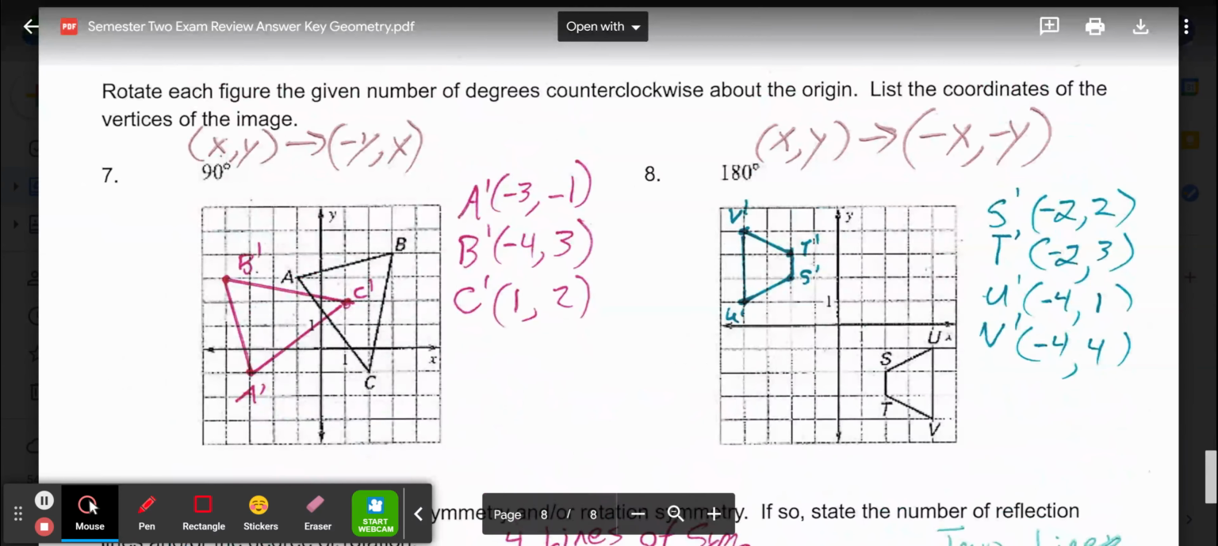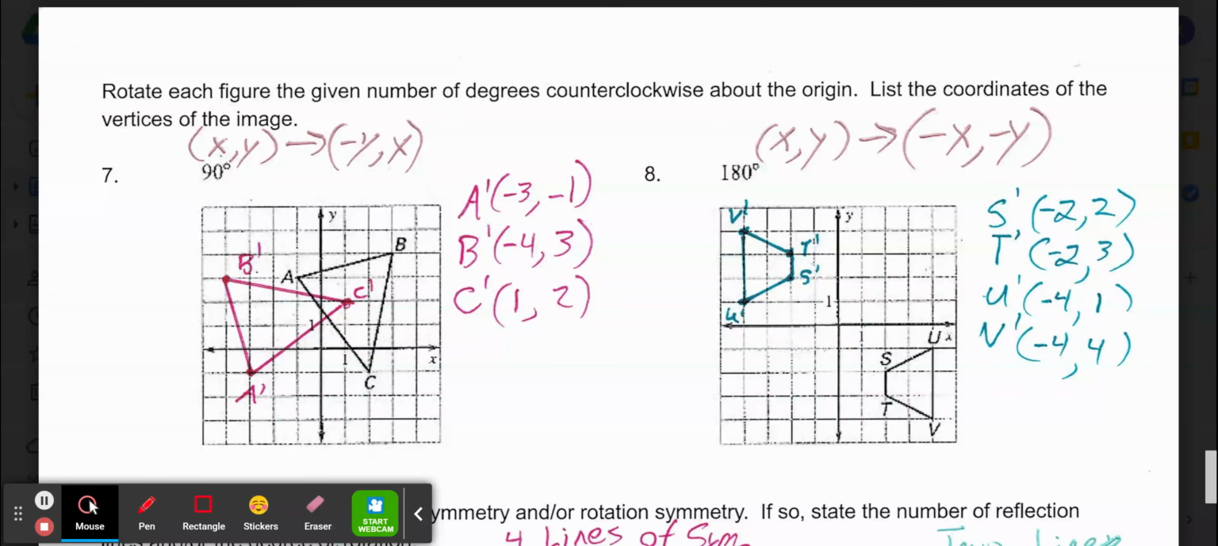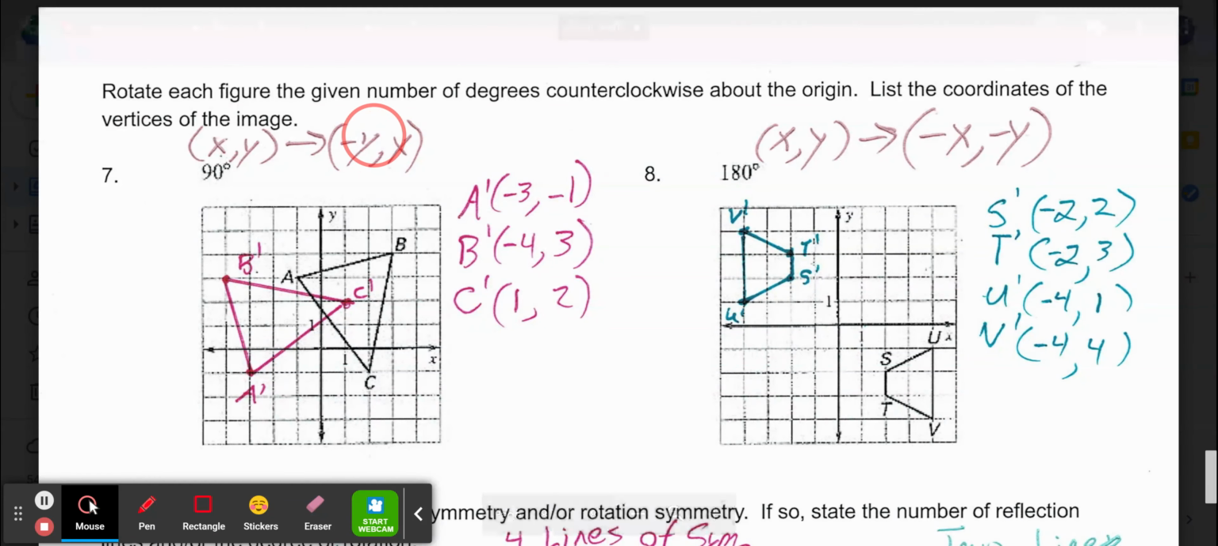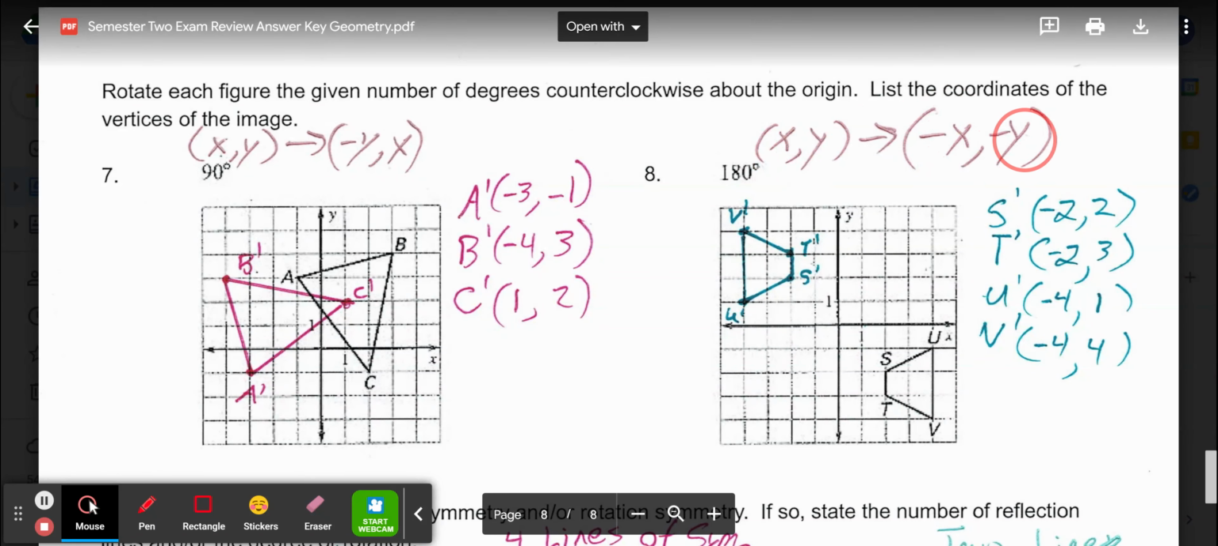7 and 8 tell us to rotate the figures. List the coordinates of the vertices of the image. So a 90-degree rotation means our coordinates x, y become negative y, x. So A prime, B prime, C prime listed here. And then a 180-degree rotation, x, y becomes negative x, negative y, or opposite x, opposite of y. So listed here, S prime, T prime, U prime, V prime, with the figure graphed here. And in 7, you can see the graph of the triangle here.